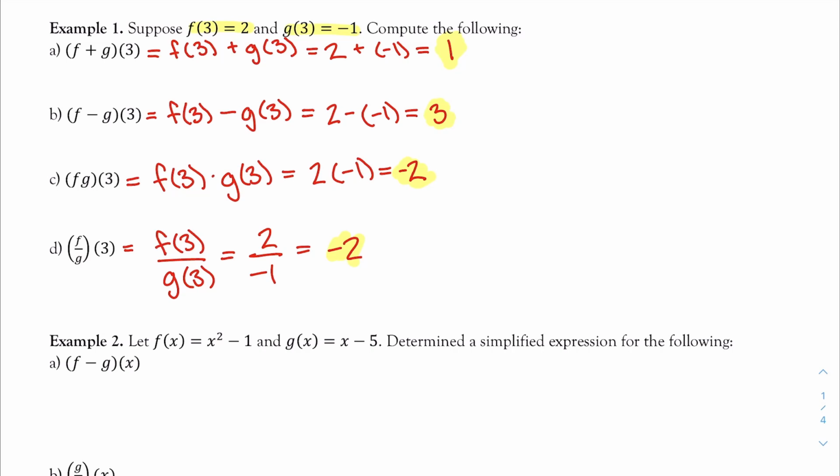For example 1, this was actually pretty nice because I told you what f of 3 was and what g of 3 was equal to. But we know that functions aren't always clear-cut like what I have here. What if my functions are just expressions themselves? That is, what if I don't give you f of 3, but instead I give you f of x? That leads us into example 2.